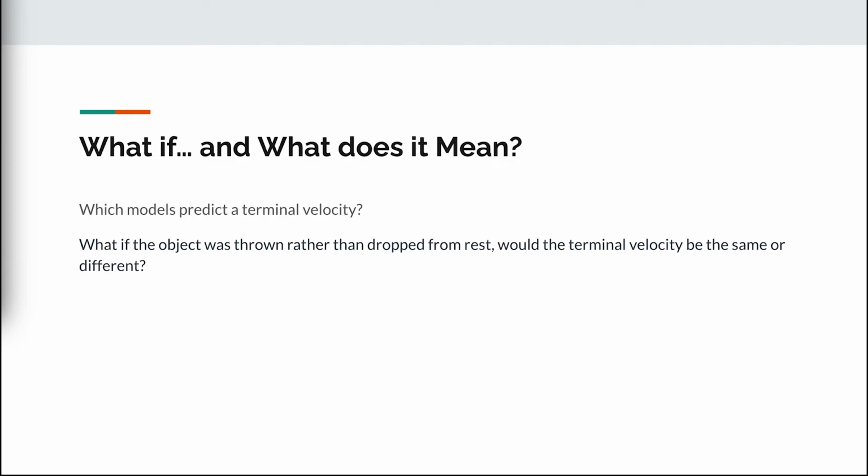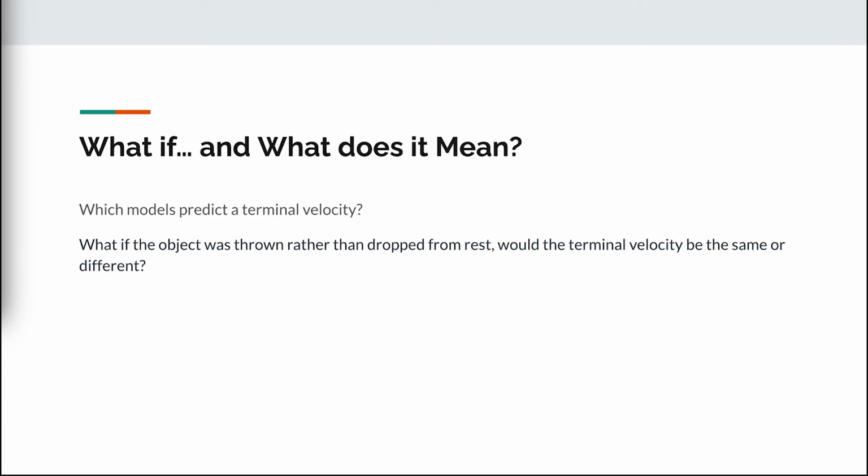I'm going to answer some essential questions about the experiment. What if, and what does it mean? Which models predict a terminal velocity? A terminal velocity is reached when the drag and gravity force are equal and opposite in direction, meaning only the second model, which incorporates drag force, could have predicted a terminal velocity.